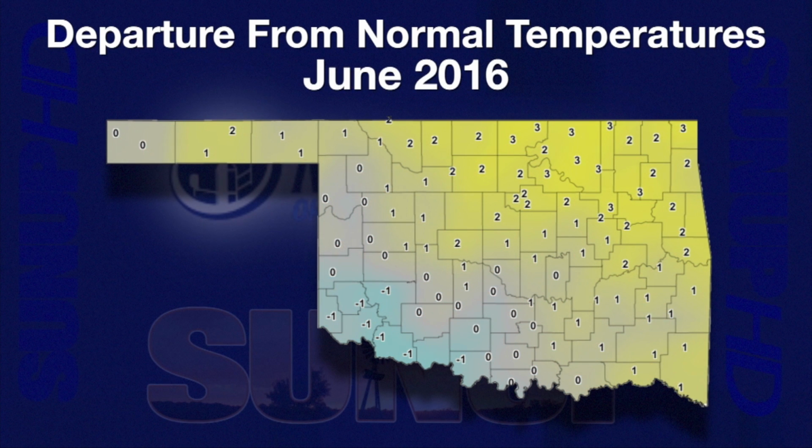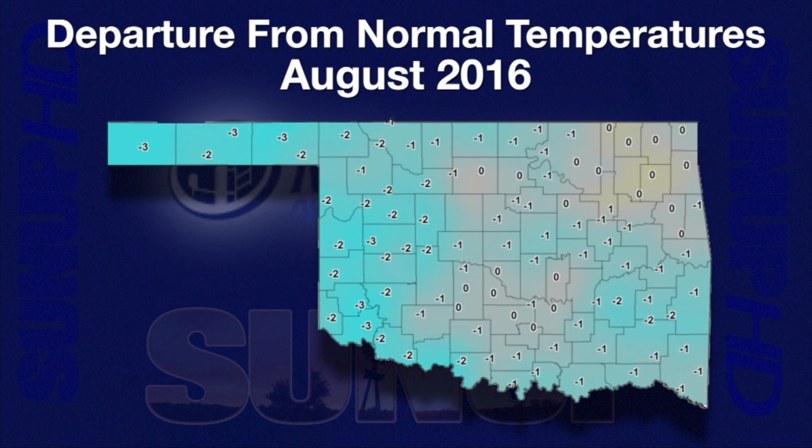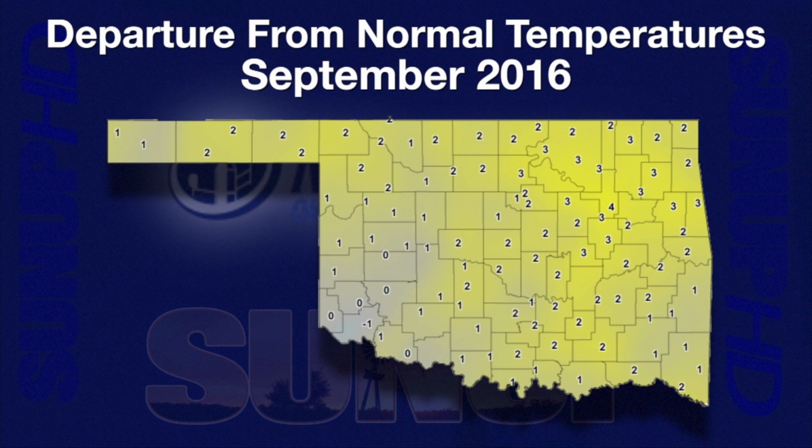June was a mix of cooler temperatures in the southwest, average conditions, and warmer temperatures across most of Oklahoma. July was on the mild side with air temperatures average or slightly above average. August was a surprise with temperatures 2 to 3 degrees below average in large portions of the state. There was a switch in September with lots of warmer areas 1 to 4 degrees above average.